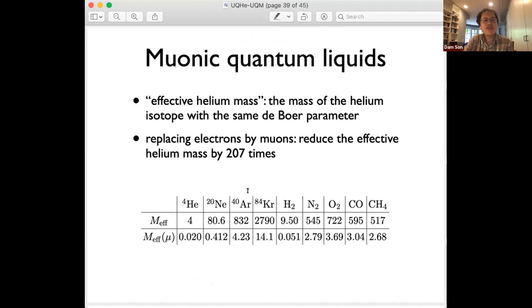For example, argon, which is very classical, is as classical as a helium isotope of mass 800. When I replace the electrons by muons, it becomes basically helium-4. And playing with other substances, one can get very interesting hypothetical quantum liquids of, for example, muonic nitrogen. That would be quite quantum and can be a superfluid. We have nitrogen made out of nuclei and muons that can be a superfluid.